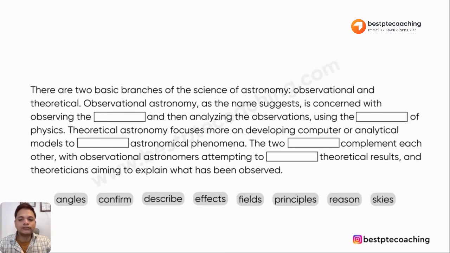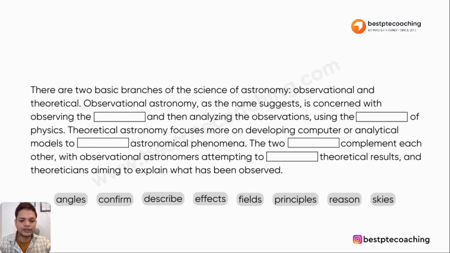Right. There are two basic branches of science of astronomy: observational and theoretical. So this is about the two branches of astronomical science, that is observational and theoretical. Observational astronomy, as the name suggests, is concerned with observing the blank and then analyzing the observations. So the blank requires mandatorily a noun. So we'll look at nouns only. Confirm is a verb. Angles, okay. Describe is a verb. Effects is a noun.